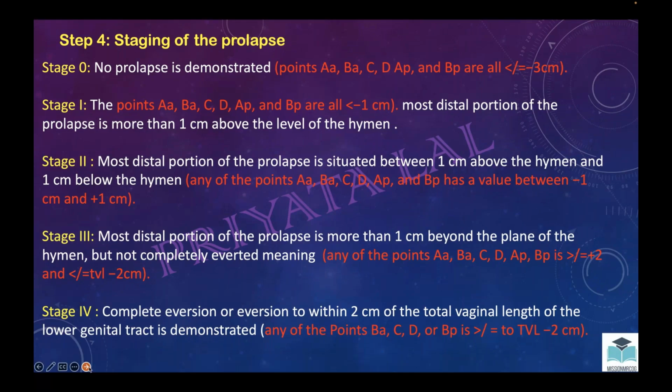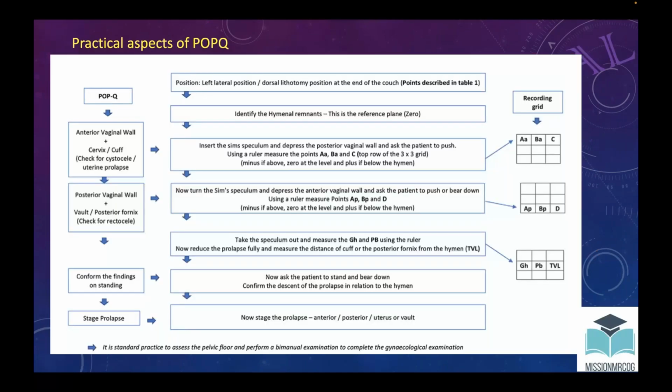Now how we can do that. This is the practical aspect of how the POPQ is done. This would be necessary for you if the role player asks you any question in the teaching station. Apart from this, the clinical practice: put the patient in left lateral lithotomy position, whatever is comfortable. Then identification of the hymenal remnant is done. We know the hymen is reference plane 0. Then the Sims speculum is inserted.